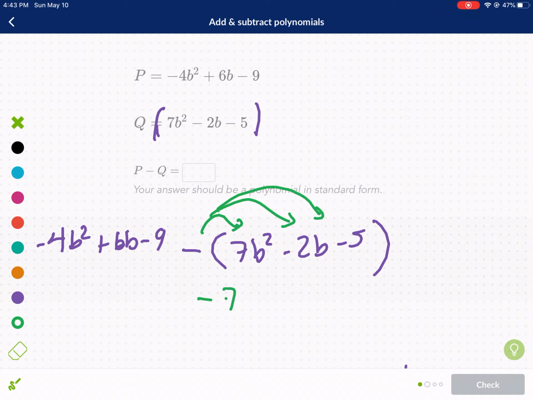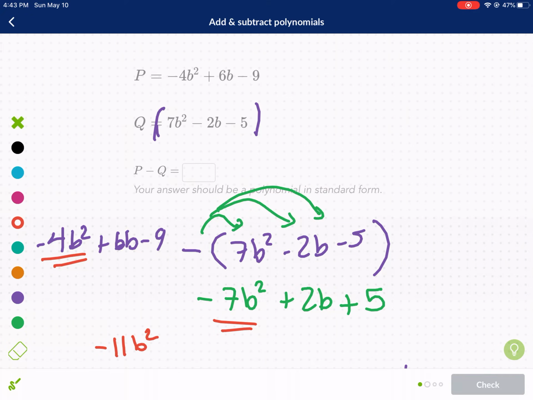So we're going to change the sign of each one of these inside the parentheses to the opposite. The negative becomes positive, positive becomes negative. And now we're ready to rock and roll. So we have a negative 4b squared with a negative 7b squared. We have a negative 11b squared. Then we have a 6b with a 2b. That gives us 8b. Then we have a negative 9 plus a 5, and that gives us a minus 4, and that's going to be our final answer.